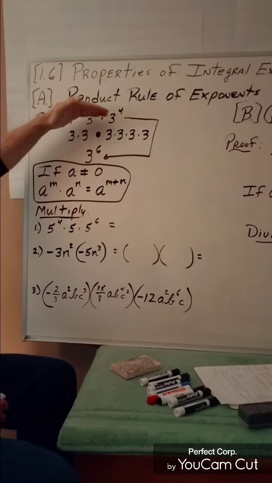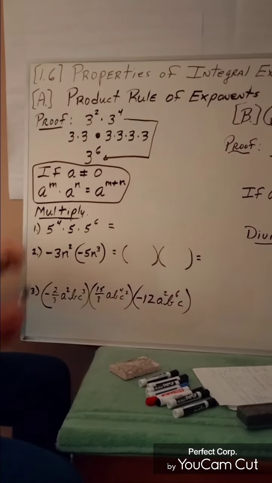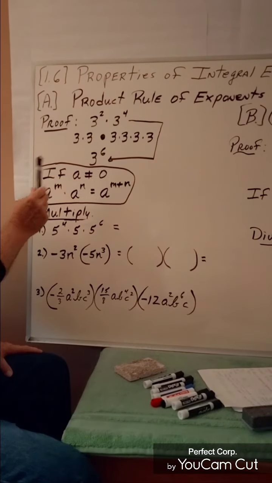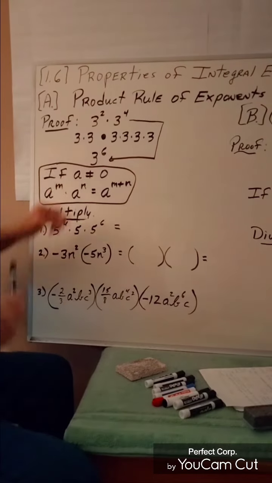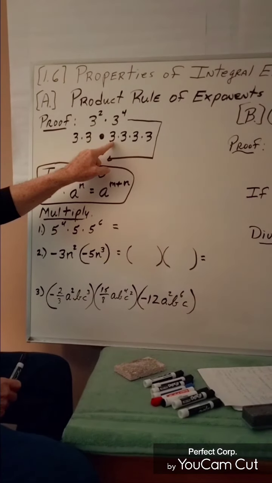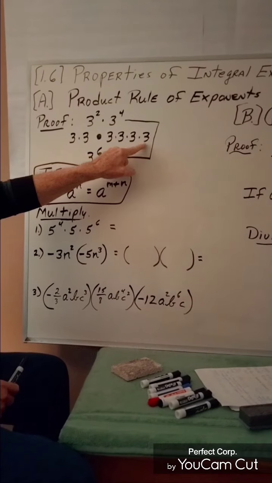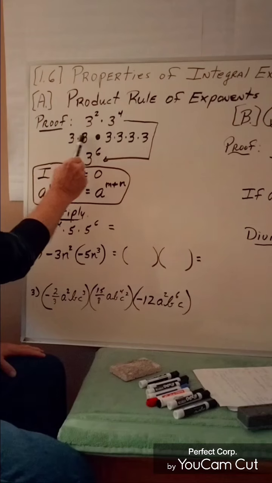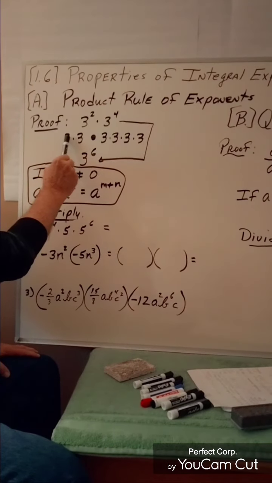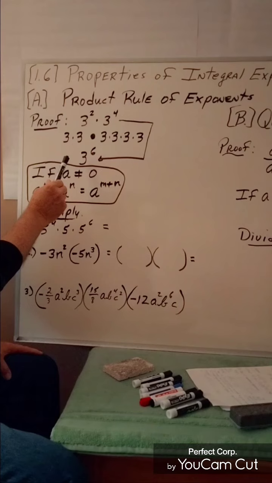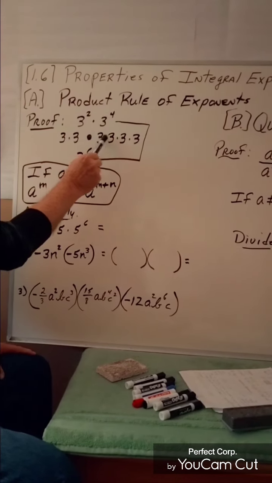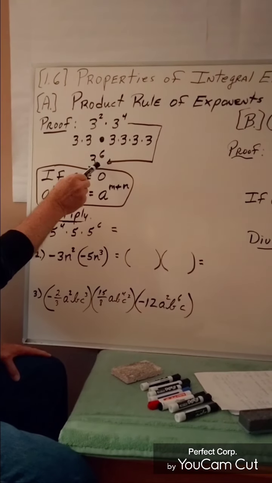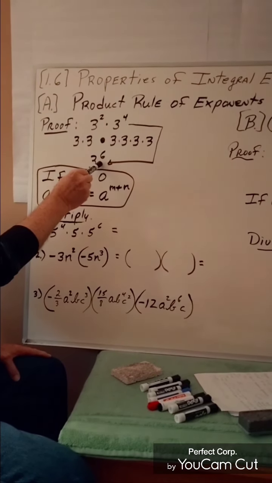Let's kind of show a proof. This is merely a proof. 3 to the second means 3 times 3. I brought down the multiplication sign there. 3 to the fourth means 3 times 3 times 3 times 3. If I were to count the total number of times that the base factor of 3 occurs, 2 times there, 4 times there, it occurs a total of 6 times. Therefore, our answer would appear to be 3 to the 6th.